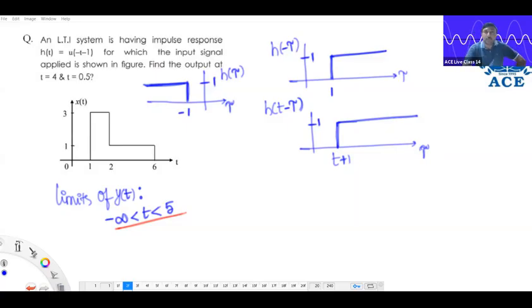First time you want the output at t equals 4, means directly replace t with 4, sir. Directly.